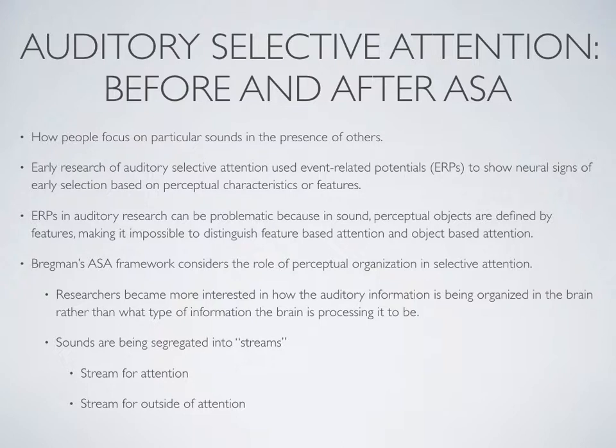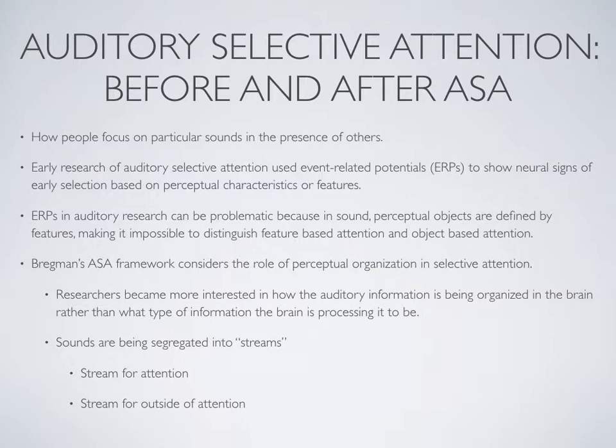Early research of auditory selective attention used event-related potentials, ERPs, to show neural signs of early selection based on perceptual characteristics or features. A common experiment in the 1950s was to have participants listen to spoken words in one ear while different words were played in the other ear. Participants were then asked to repeat the words of a designated ear. When participants were told, for example, to listen to the words in the left ear, they would filter out the words that were being played in the right ear.